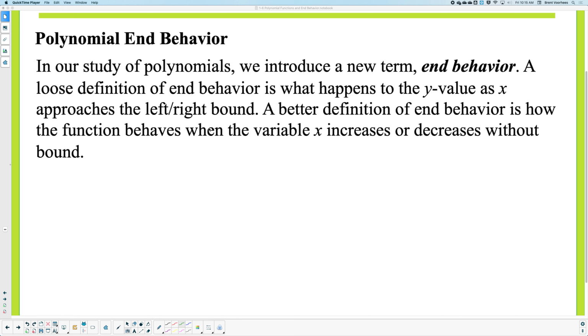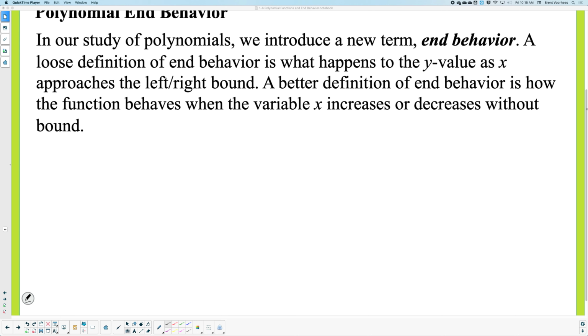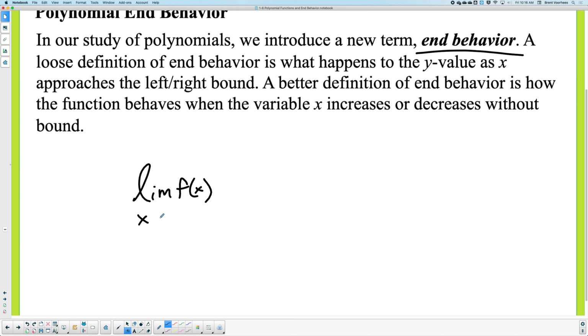Anytime you see the word end behavior, uh-oh, my board's going out. End behavior, it's where you find the limit as x goes to the left without bound, for polynomials, and the limit as x goes to the right without bound. That's what end behavior is. You're going to be finding these.